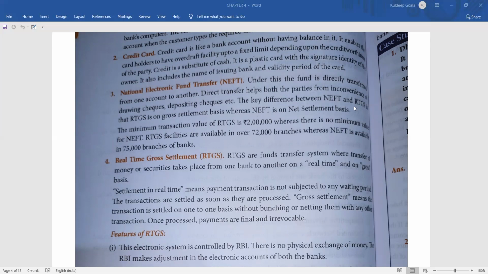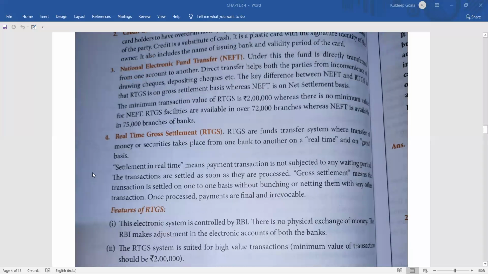The basic difference between NEFT and RTGS is that RTGS is done on a gross settlement basis, NEFT is done on a net settlement basis. Okay, the minimum amount of transaction in RTGS is 2 lakh, whereas NEFT has got no limit. You can even do it for 10 rupees also. RTGS facilities are available in 72,000 branches, whereas NEFT is available in only 75,000 branches of the bank. It's not only that, I'm telling you about the limit. So that is the difference between the two.